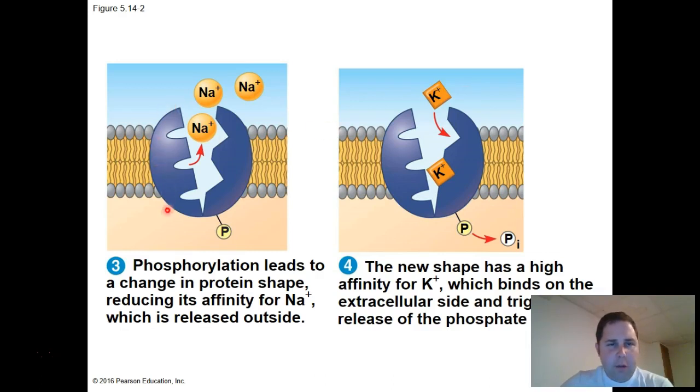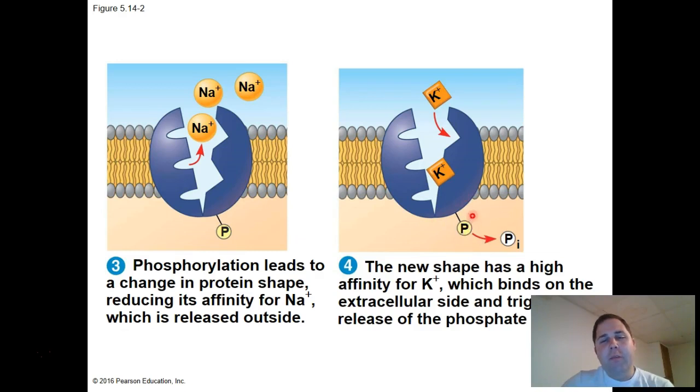And so you can see that here with the sodium on the outside. As the conformation of this protein changes, these locations no longer have a high affinity for sodium, and sodium will float away into the extracellular space. Now that we've changed the conformation, this side of the protein actually has a high affinity for potassium. So the extracellular potassium will be able to bind here, and then this new shape that's now bound with potassium will have the phosphate removed.